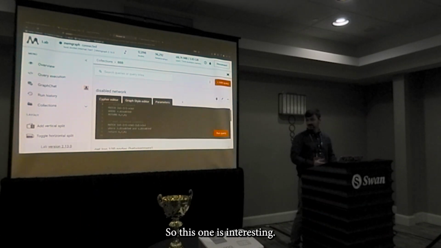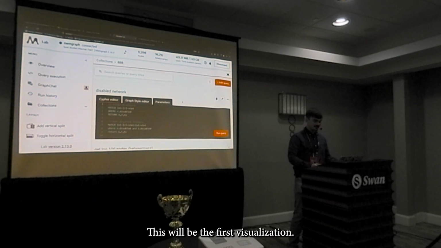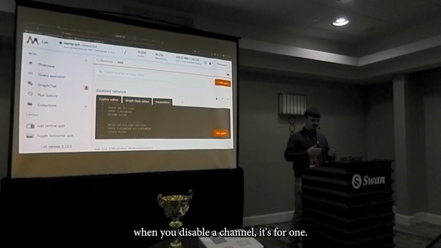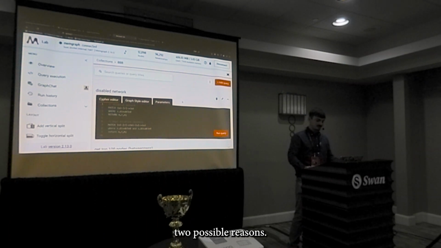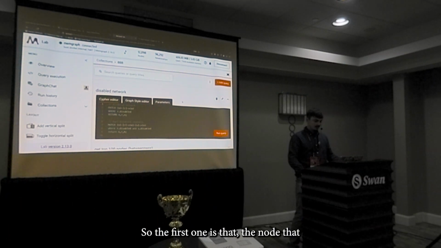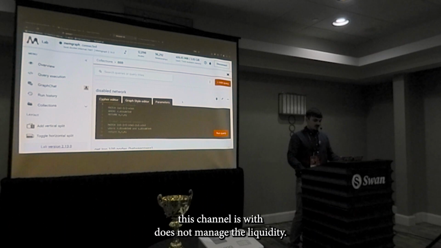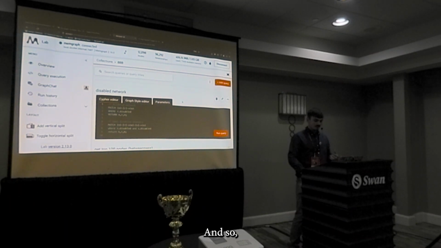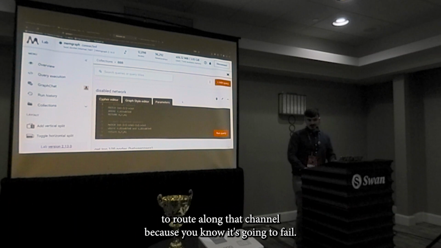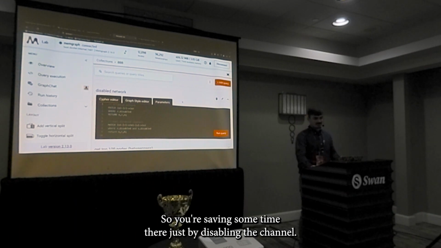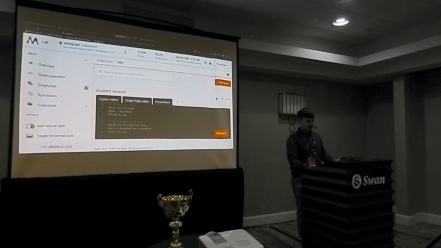Disabled network. So this one is interesting. This will be the first visualization. When you disable a channel, it's for two possible reasons. The first one is that the node this channel is with does not manage the liquidity, and so if you're a routing node, you don't really want to attempt to route along that channel because you know it's going to fail. So you're saving some time there just by disabling the channel.